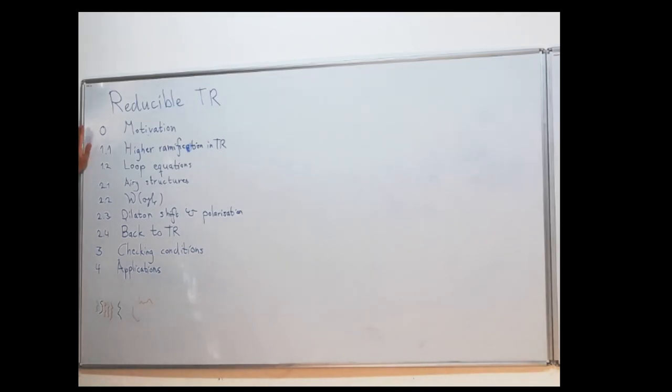So reducible TR sounds a bit vague, maybe. The main motivation of this talk is to generalize the formula for topological recursion that we've seen in part one to deal with more complicated spectral curves. So reducible TR should more properly be called TR on reducible spectral curves. And why would we want to do that?